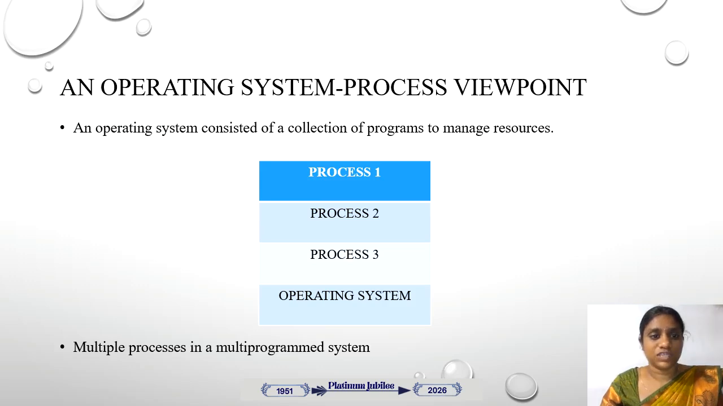Next topic is about the operating system process viewpoint. An operating system consists of a collection of programs to manage resources. The process 1, process 2, process 3 and the operating system. This is the structure of the process viewpoint. Multi-processes in a multi-programmed system.